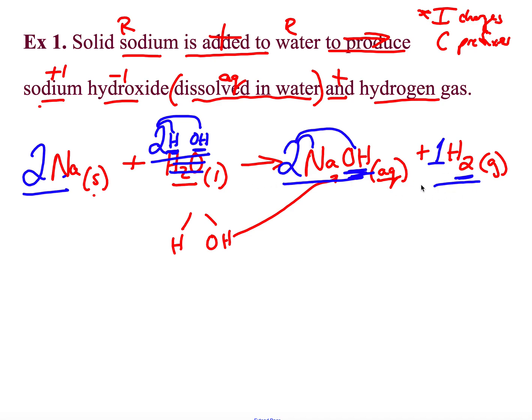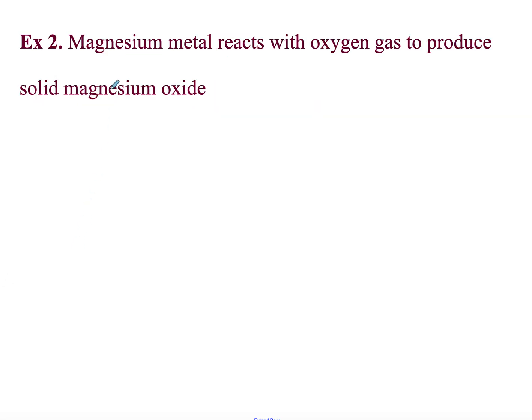So this is what you're ultimately expected to do after all of this. We spent a long time looking at how to write formulas for things and then balancing. And you should be able to put this all together now. Let's look at another one.